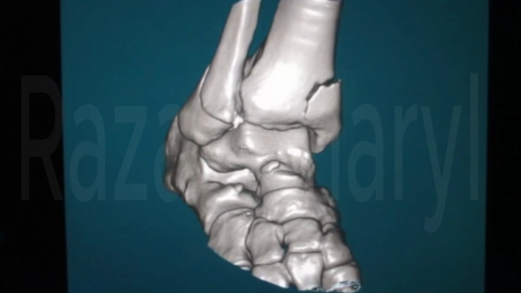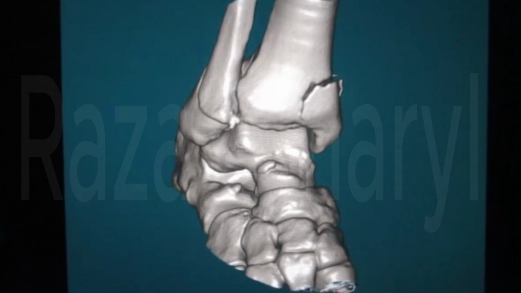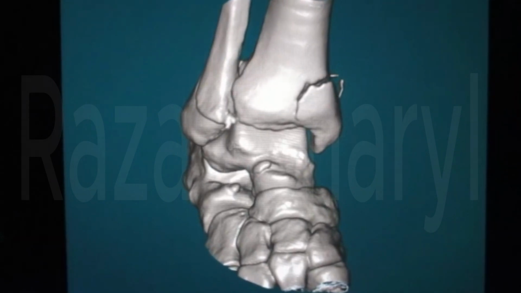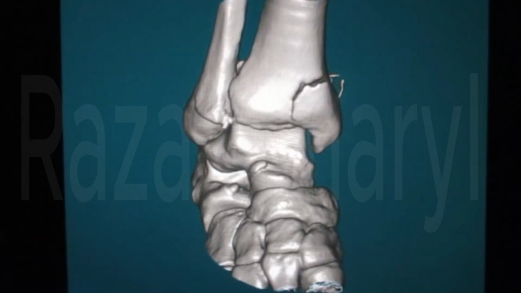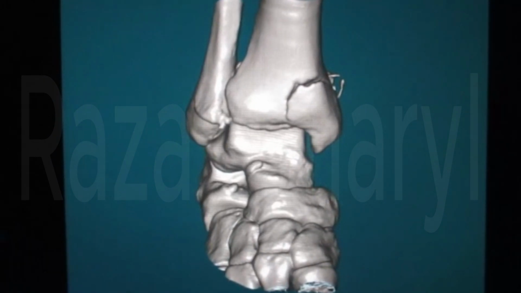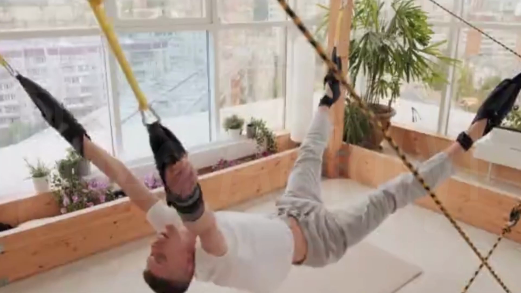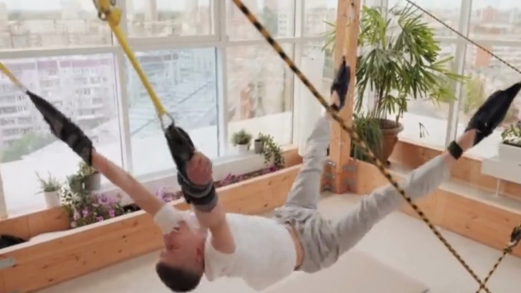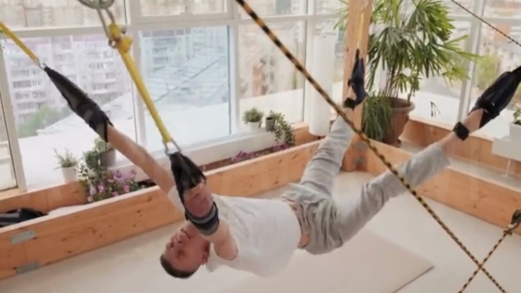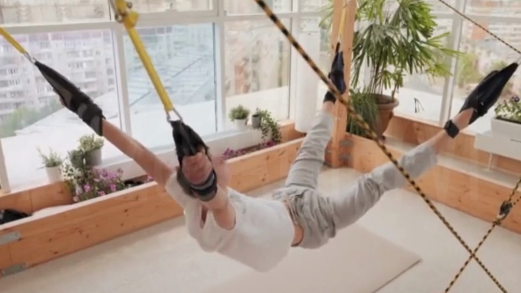1. Closed fracture, also known as a simple fracture. This occurs when the bone breaks, but does not penetrate the skin. 2. Open fracture, also called a compound fracture. This occurs when the broken bone protrudes through the skin. It is more severe and carries a higher risk of infection.